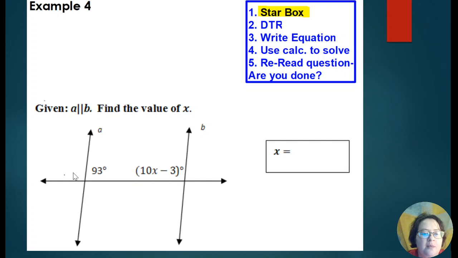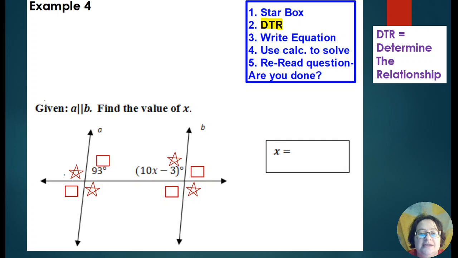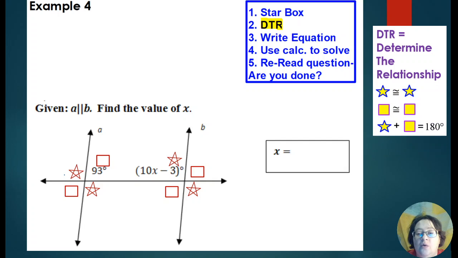All right, so you should have star boxed the angles on your PowerPoint. Star box, star box, star box, star box. So after star box, the next thing, I'm going to DTR, determine the relationship. And remember, that means we figure out, do we have two stars that are the same, two boxes that are the same, or do we have one star and one box that add up to 180? And if I look here, I have a box that's 93 degrees, and I have a star that is 10x minus 3 degrees.